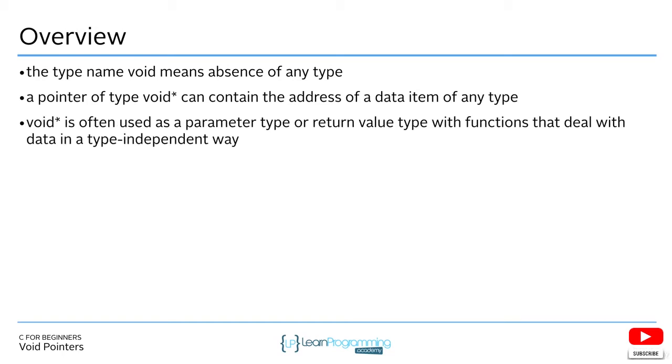So void star is often used as a parameter type or a return type with functions that deal with data in a type independent way. So you can allow your function to be more flexible if it takes void star pointers. It basically means that your function can take more than one type of variable, except it's not completely flexible because you have to cast it some way when you dereference it.